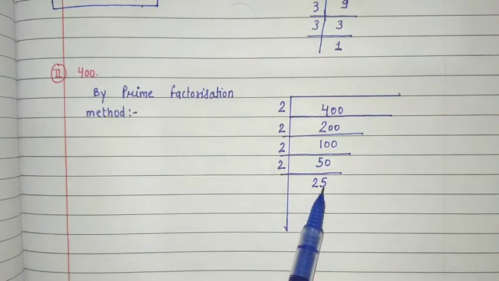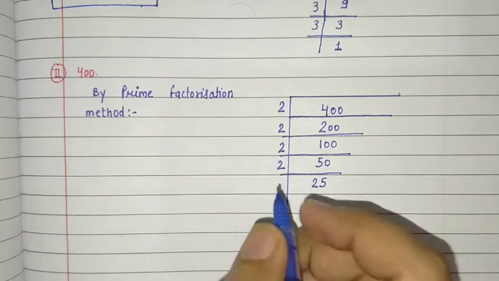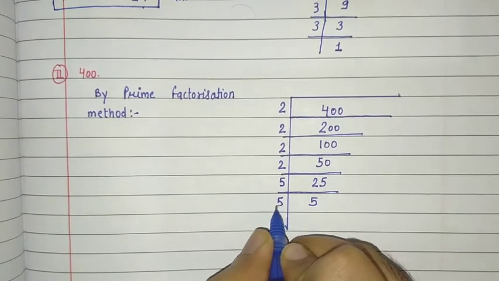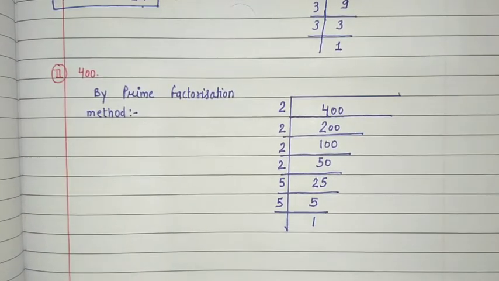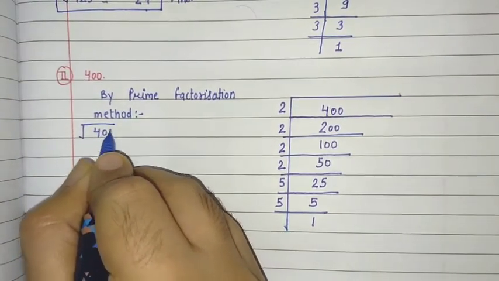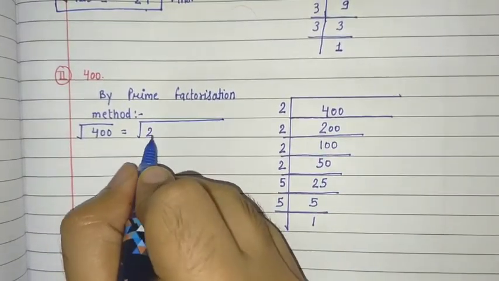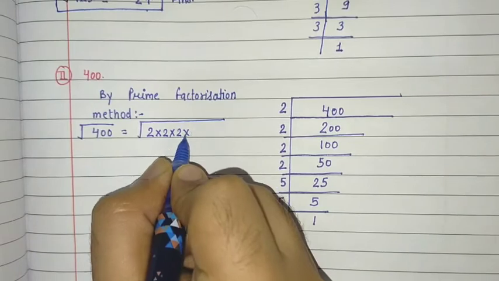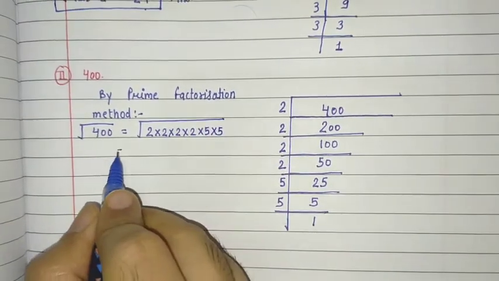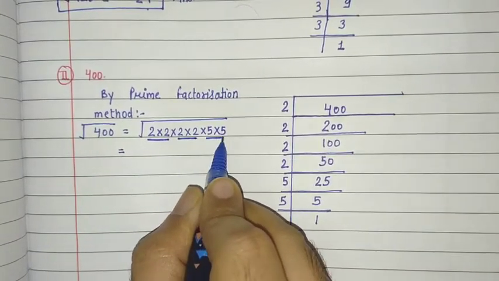it is not divisible by 2 now, so 3, it is also not divisible by 3. So the next prime number is 5. It is divisible by 5 two times. So now prime factorization is done. Here you can write square root of 400 is equal to, write down all the factors, 5 into 5. Now the next step, pairing done.